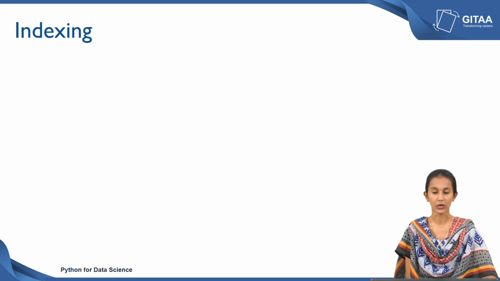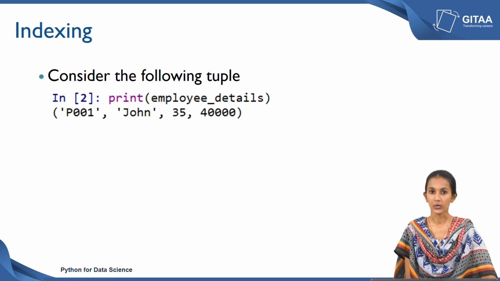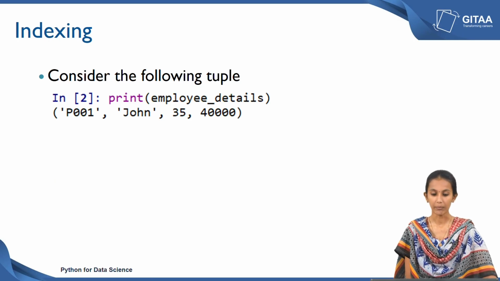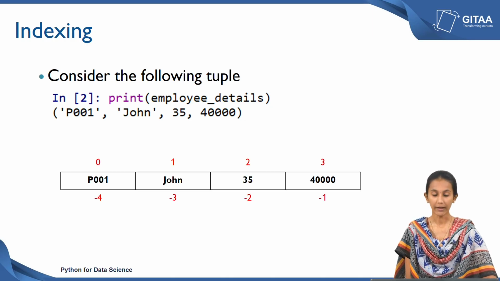Since a tuple is an ordered collection of elements, each item can be accessed individually. If you want to slice out some of the elements as well, you can do it in the tuple. So, we have employee_details, a tuple with ID, employee name, age and salary. Let us see the index numbers. We have two types of indexing: positive indexing and negative indexing. Positive indexing always starts from left to right and negative indexing starts from right to left.